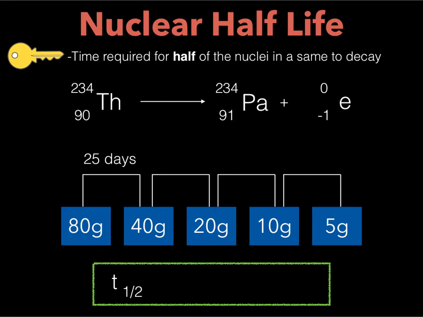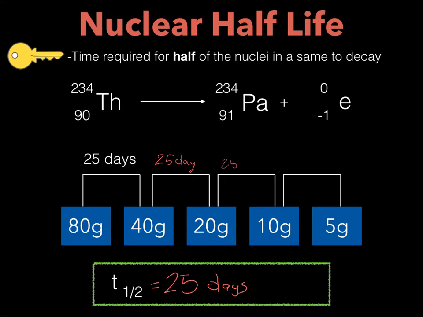Let's say, for instance, the half-life for thorium is 25 days. So our T 1/2 equals 25 days. What that means is it takes 25 days for 80 grams to turn into 40 grams, where half of it has decayed. It takes another 25 days for our 40 grams to decay half again, so we're left with 20 grams.